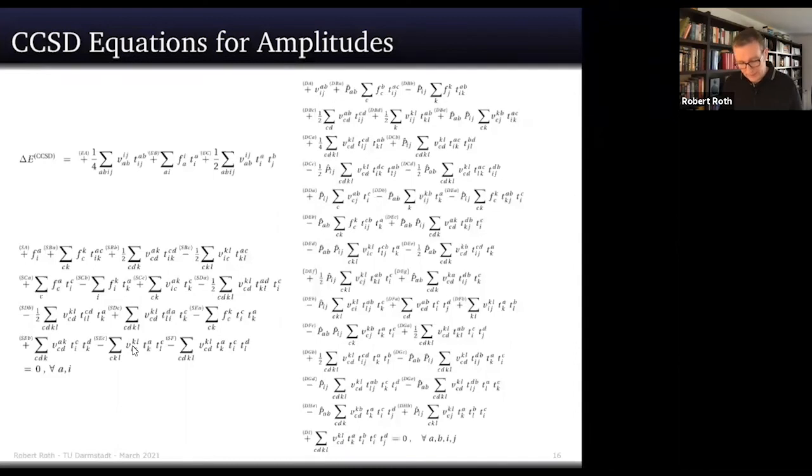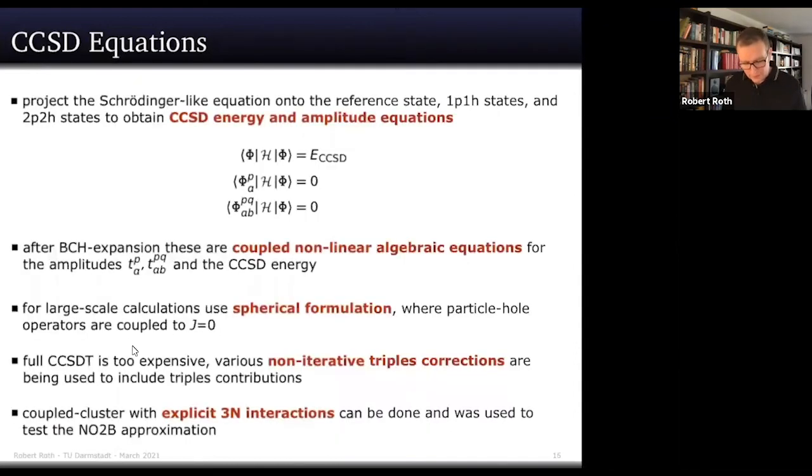Okay, in practice, you never solve these equations, but you go for an angular momentum coupled formulation of the whole thing to make it efficient, to reduce the number of unknowns by using symmetries. But then the equations are even more ugly. And as I mentioned already, this was CCSD. You would like to do triples, at least via some kind of approximation, because triples effects are important. And there are several ways to include triples corrections without going to the full description of the 3 particle 3 hole in the exponent, which is prohibitive.